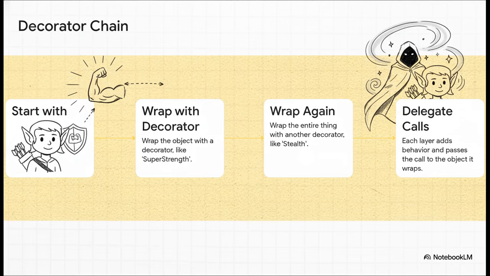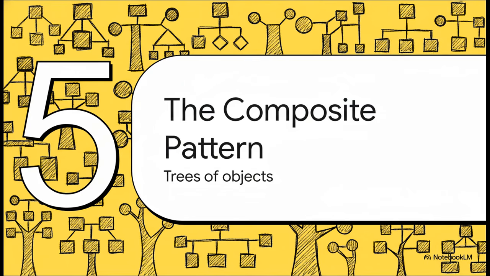We start with our basic elf character object. To give it super strength, we wrap it in a super strength decorator. Now we have a super strength object that contains an elf. Want to add stealth? Easy. We just wrap that entire thing in a stealth decorator. Now we have a stealth object, which contains a super strength object, which contains our original elf. It's like a set of Russian nesting dolls, where each doll adds a new layer of behavior. It's just incredibly dynamic.